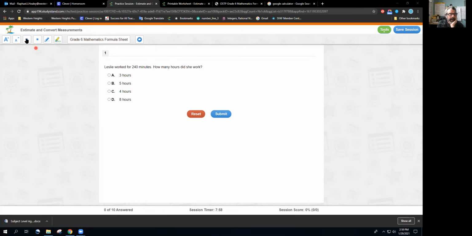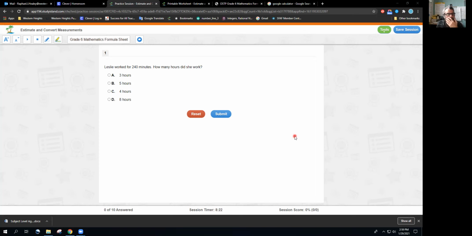So in estimating and converting measurements, you're going to have 10 questions given to you and you need to pass with a 70%. If you don't pass with 70%, you're required to redo it again until you get 70%. And if you don't do that well, then the system will knock you down to a lower grade level to help you get up to that level.